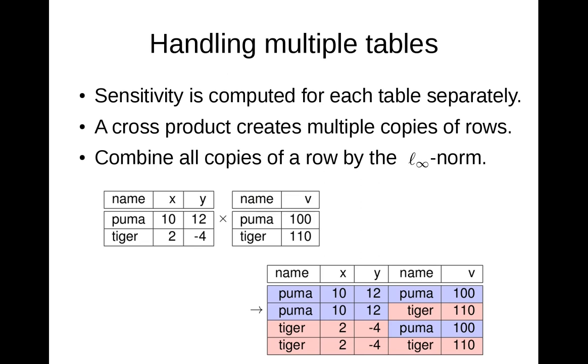Our approach is applicable to SQL workflows and SQL queries that have database joins, and indeed also to joins that use the same table multiple times. In this case, we can think of just having multiple copies of the table, so we compute the sensitivity for each table separately, and we can combine all copies of the row using the infinity norm. Again, this is explained in more detail in the paper.